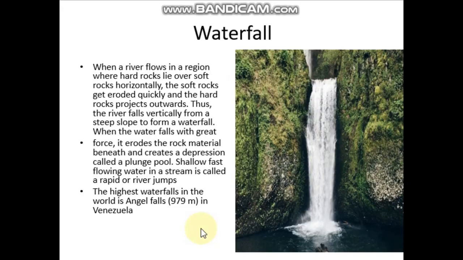So sometimes they may ask one word questions. What do you mean by plunge pool? That means rock material beneath is eroded and creates a depression called a plunge pool. And what do you mean by rapid or river jumps? Shallow, fast-flowing water in a stream is called a rapid or river jumps. Another one word question they may ask: which is the highest waterfall in the world? Angel Falls. How much meters? 979 meters. Where is it situated? It is situated in Peninsula.